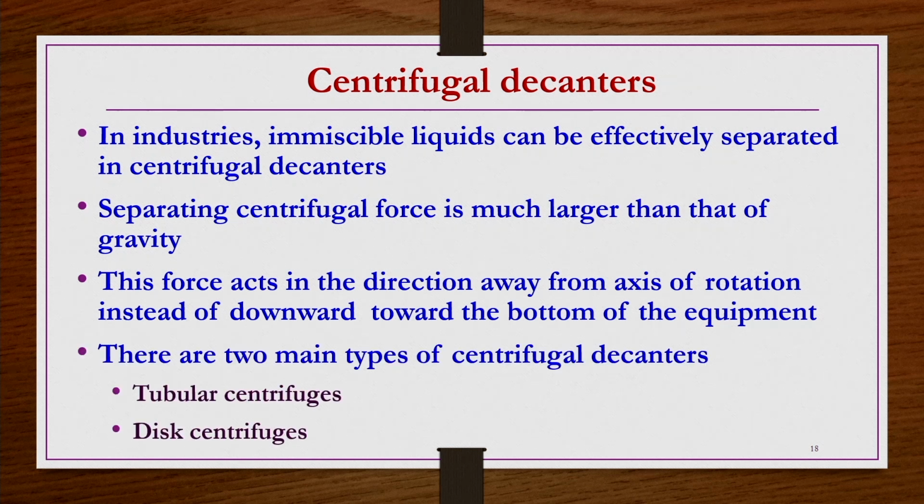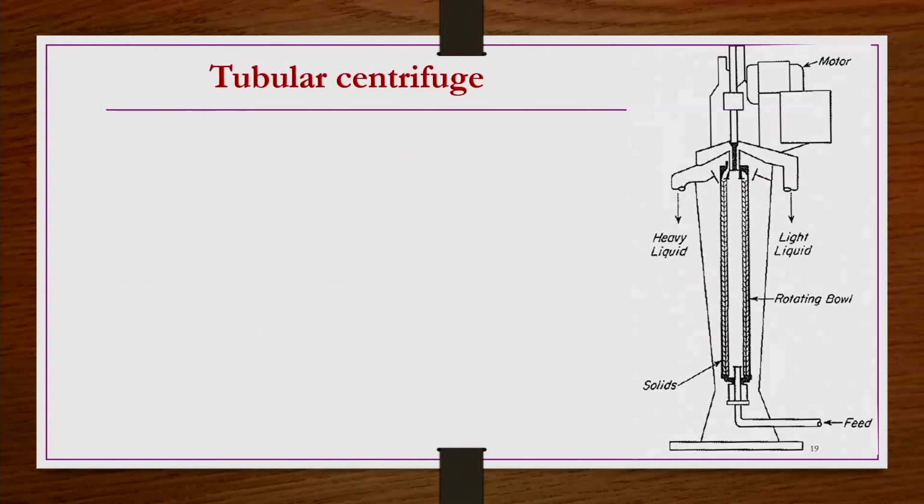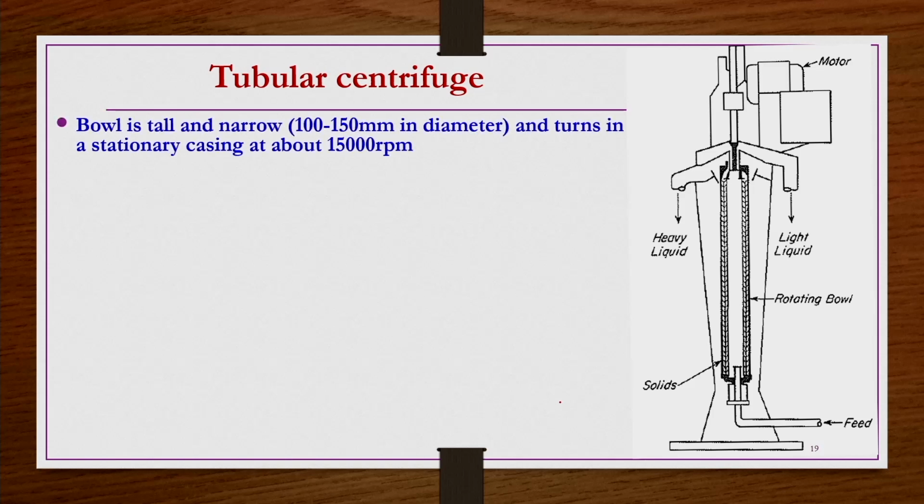There are two main types of centrifugal decanters: tubular centrifuges and disc centrifuges. So, let us start with the tubular centrifuge. In this tubular centrifuge, we have a tall and narrow bowl.